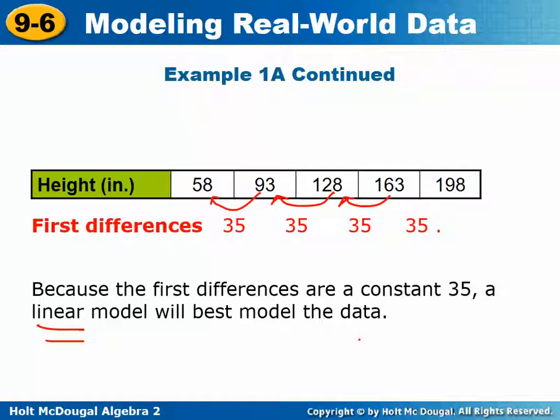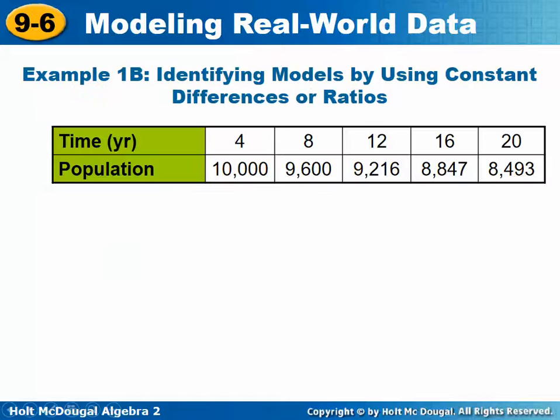Now, this doesn't give you the equation, but it lets you know then what to work with to get the equation. All right, so in this one, the first differences are not going to be constant. The x values, though, they increase by 4 each time. So the first differences we can subtract.